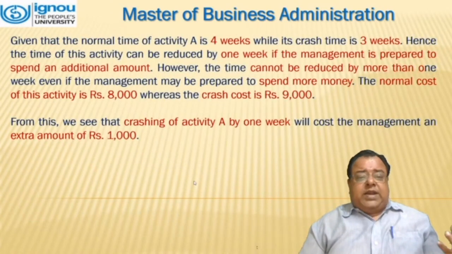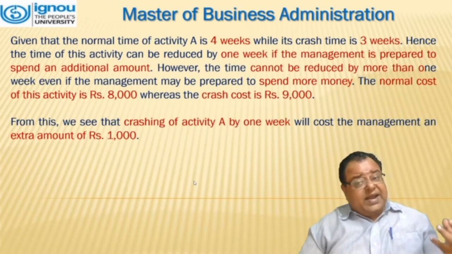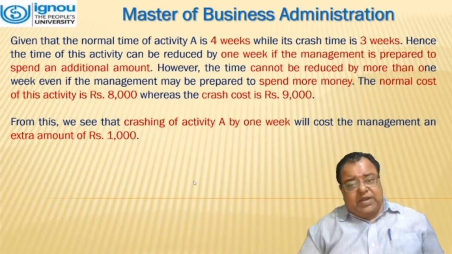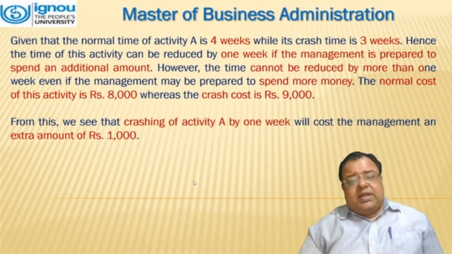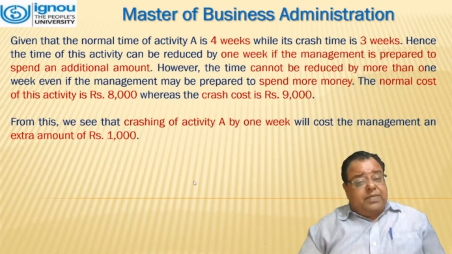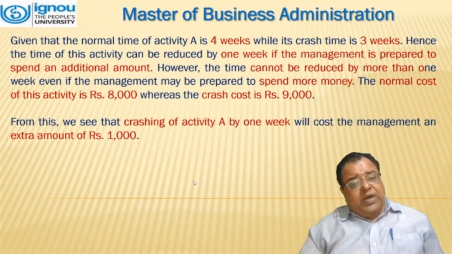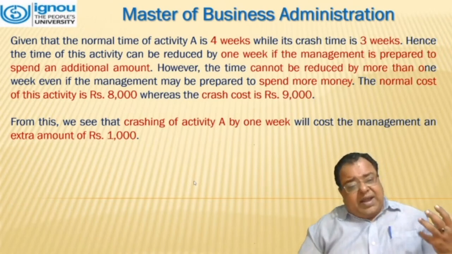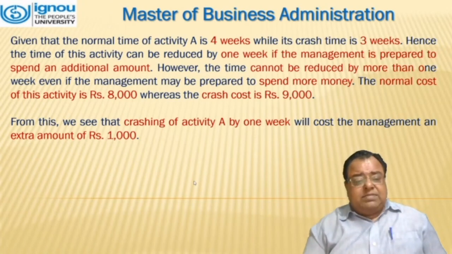Given that the normal time of the activity is 4 weeks, while in crash time it is 3 weeks. Hence, the time of this activity can be reduced by 1 week if the management is prepared to spend an additional amount. However, the time cannot be reduced by more than 1 week, even if management may be prepared to spend more money. The normal cost of this activity is 8,000, whereas the crash cost is 9,000. That means crashing activity A by 1 week will cost the management an extra amount of 1,000.